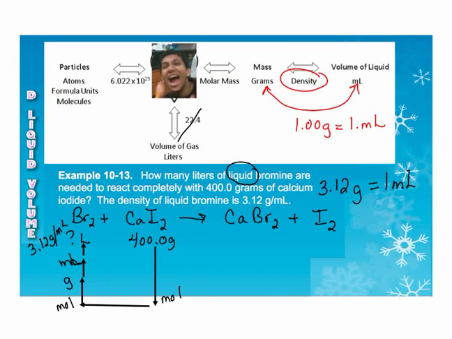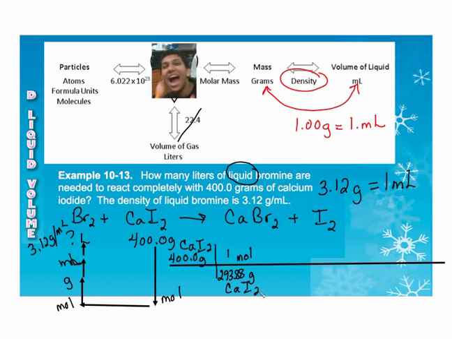Okay? So let's start this puppy. Get this going. And it's a very, very long one. I'm going to try to just write a little smaller so I don't run out of space. Now, I have 400 grams, mass to moles. Use molar mass. So I want to get rid of grams and go to moles. 1 mole is 293.88 grams of calcium iodide. Moles of calcium iodide.